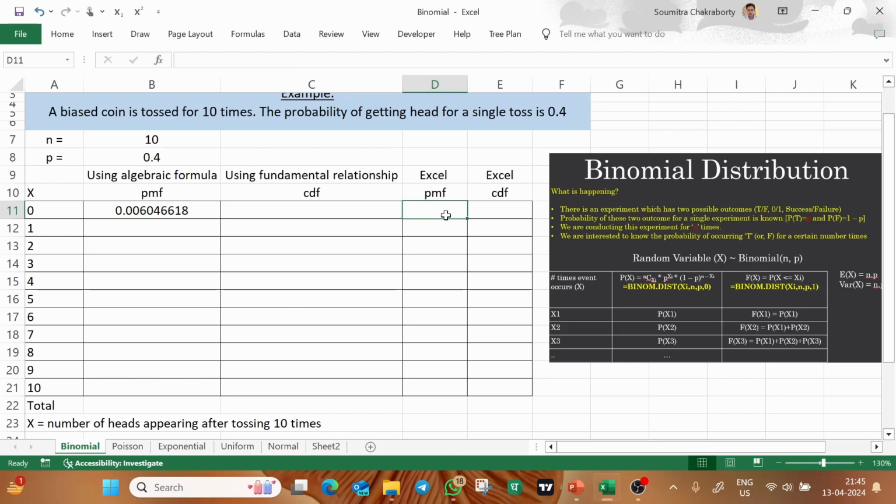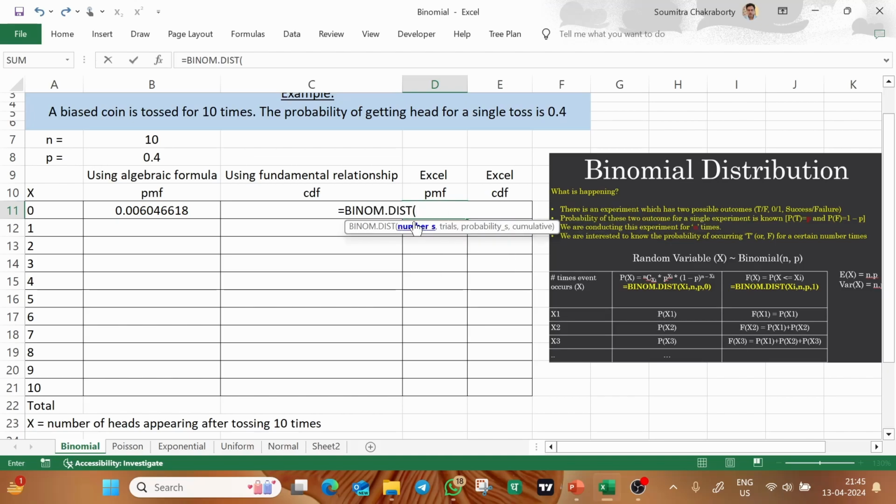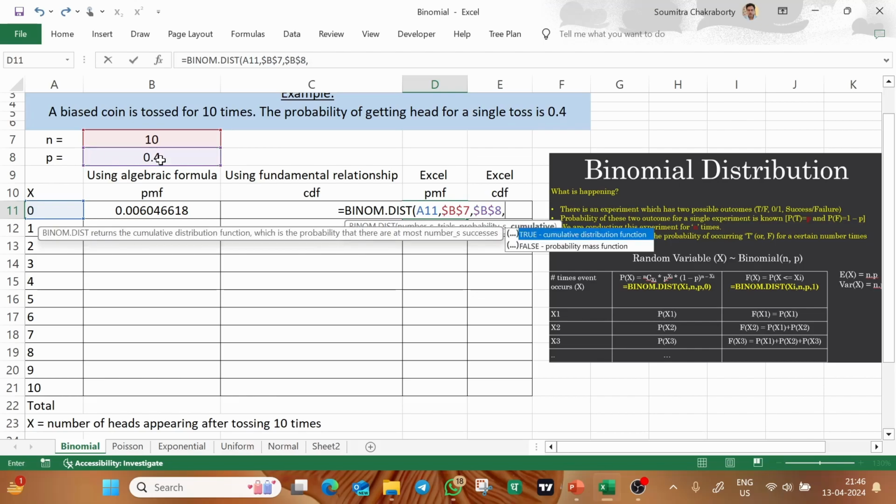And if you use the Excel formula, then BINOM.DIST, numbers is xi, the number of trials is n, and probability. And then since this is PMF, the last argument is 0.